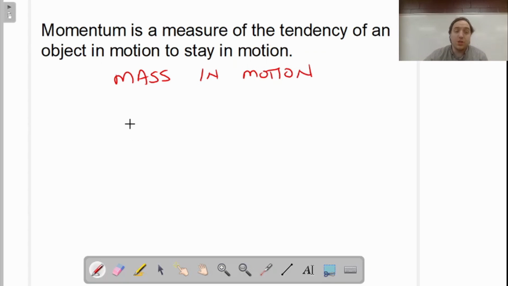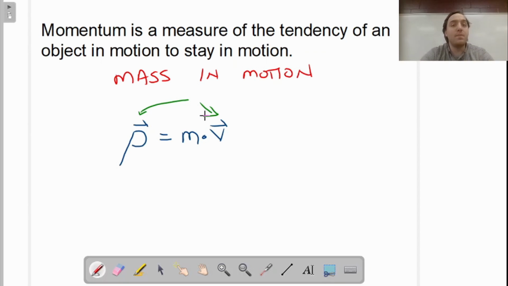The equation for it is fairly simple. P, which is the stand-in for momentum, equals m times v. You'll notice I'm using the little vector hats here. This indicates that momentum depends on direction. An object heading to the right does not have the same momentum as an object with the same mass heading the same speed up. Direction matters.